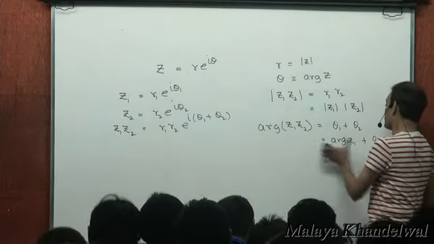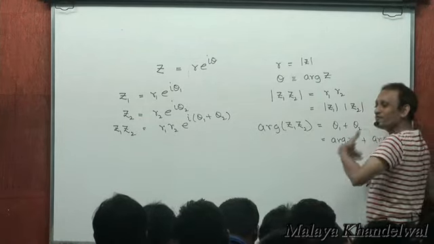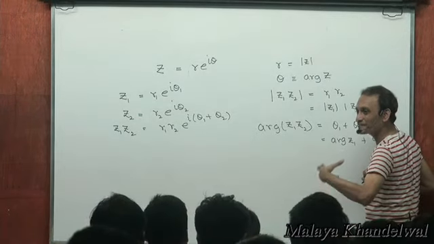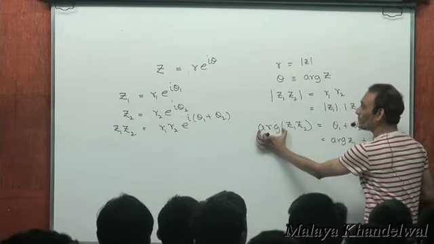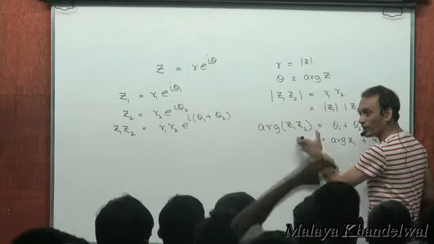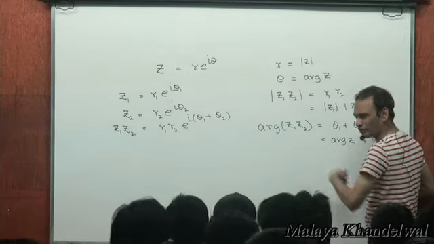The argument of the product would be the sum of the arguments. It behaves like a logarithm, isn't it? This argument operator behaves like the log operator. Log AB is log A plus log B, kind of a thing, right?